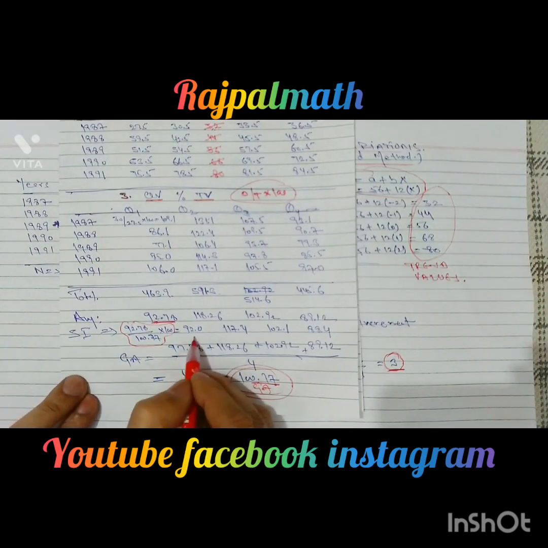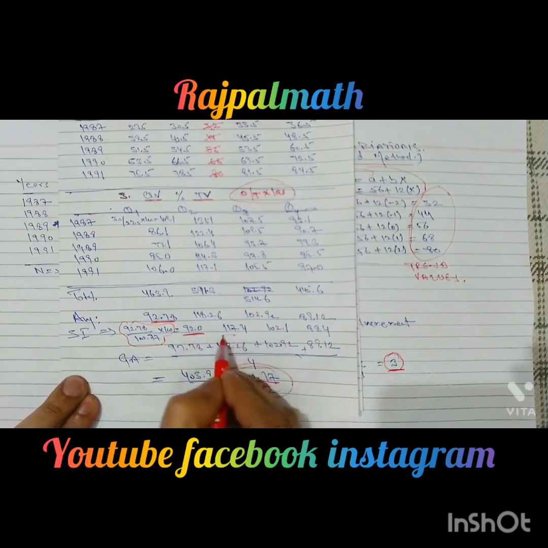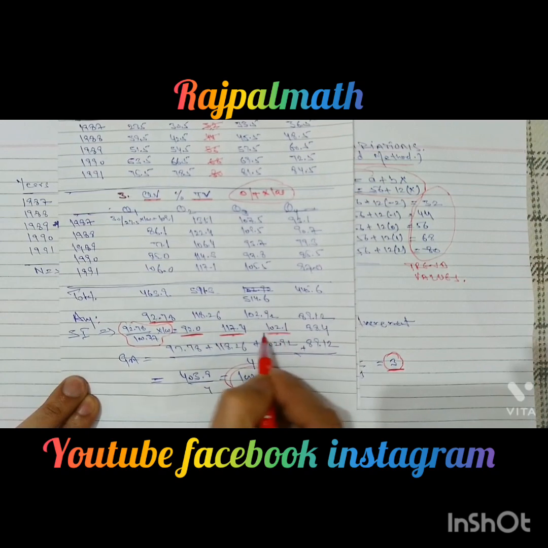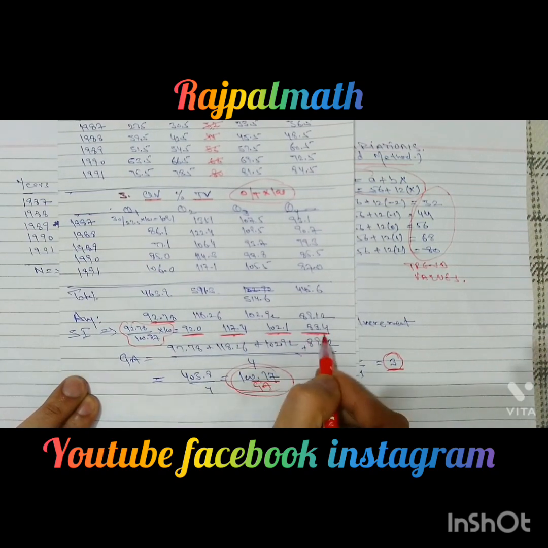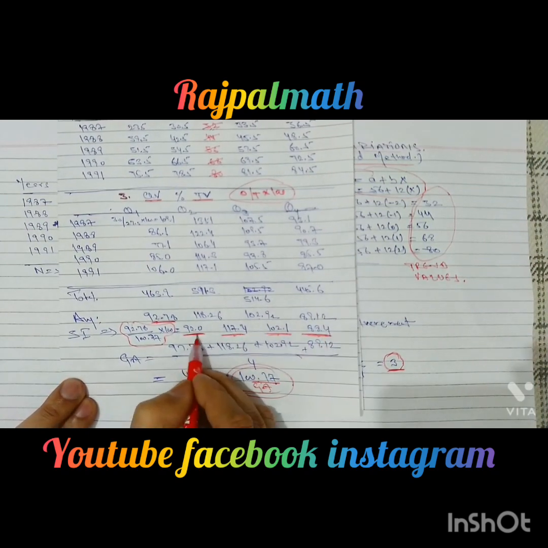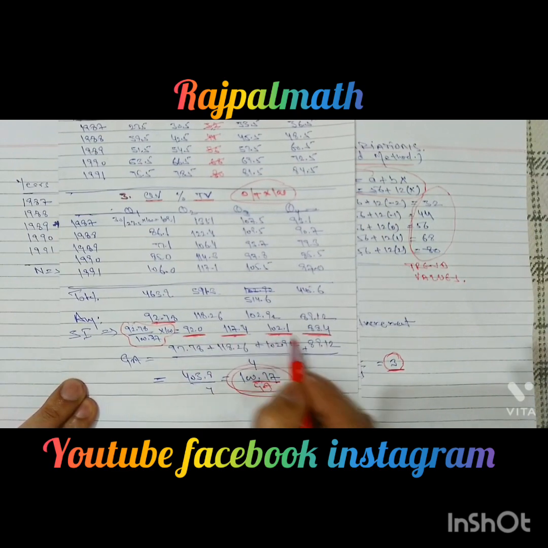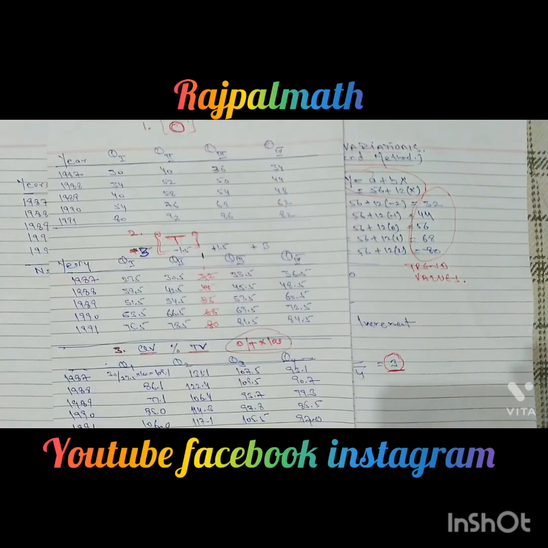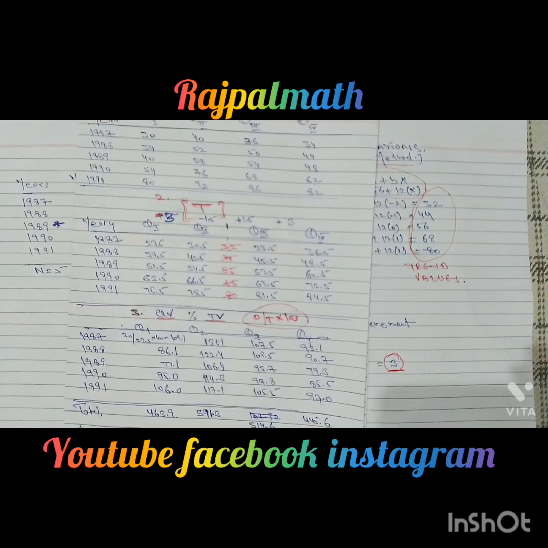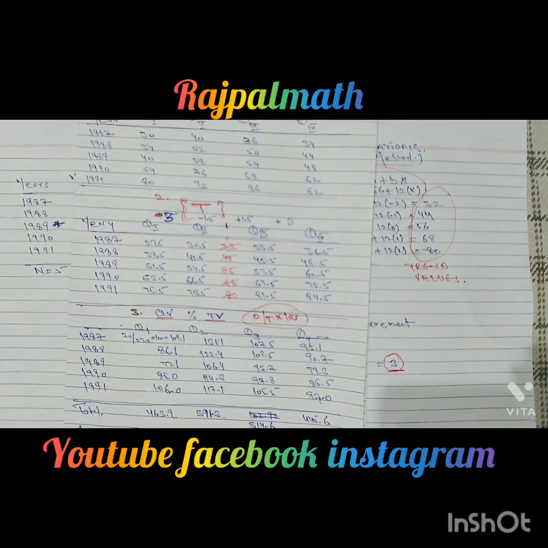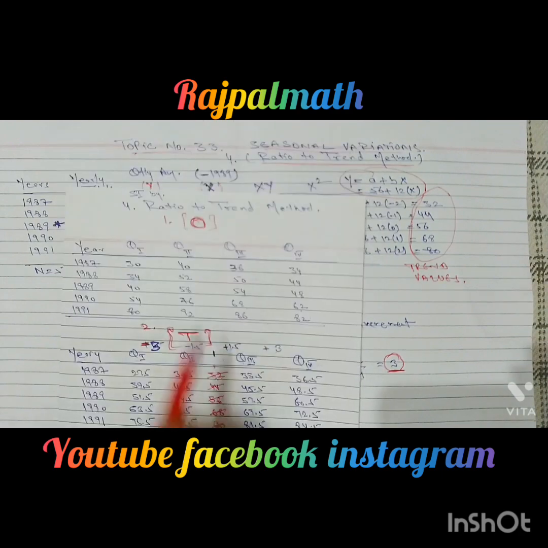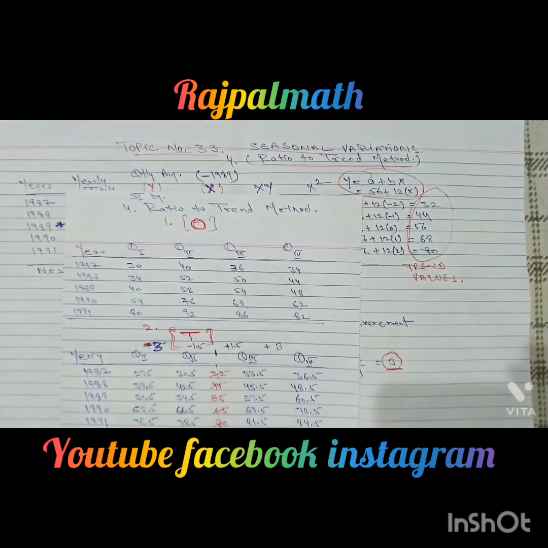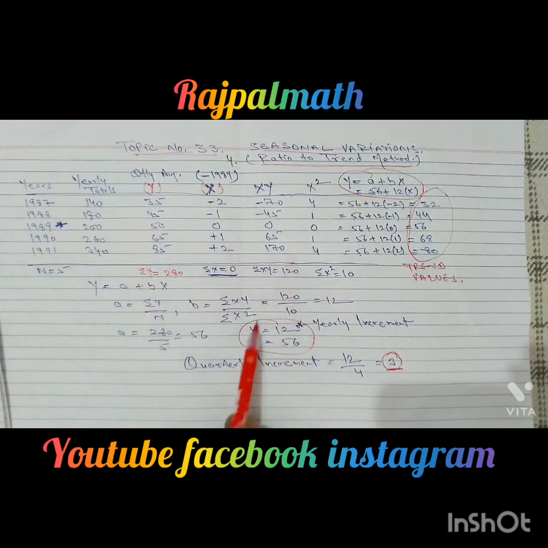These are our seasonal index for quarter 1, seasonal index for quarter 2, seasonal index for quarter 3 and seasonal index for quarter 4. So these are the seasonal indices by the ratio to trend method.